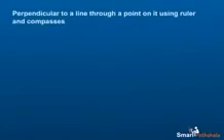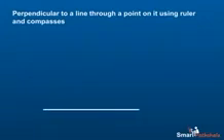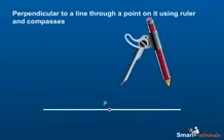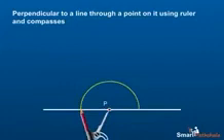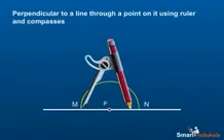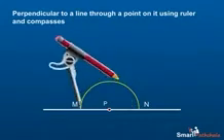Let us now learn the second method of drawing a perpendicular. Step 1. Draw a line of any length. Mark a point P where the perpendicular is to be drawn. Step 2. With P as center, draw a semicircle of any radius. Let it intersect the line drawn at M and N. Step 3. With M as center and a radius more than MP, construct an arc.